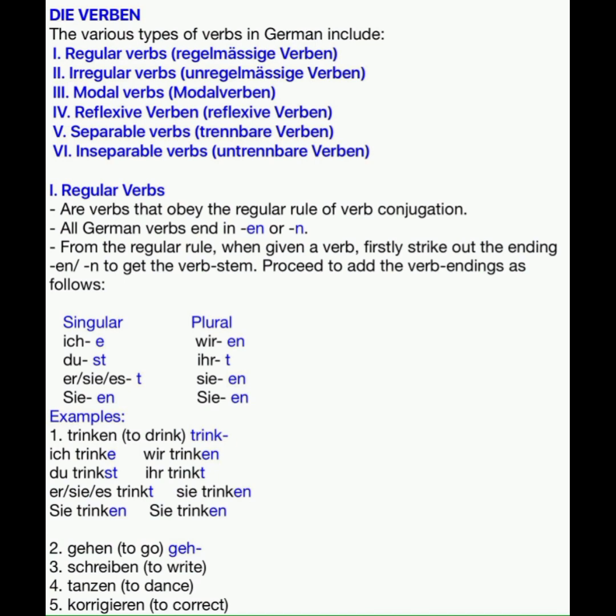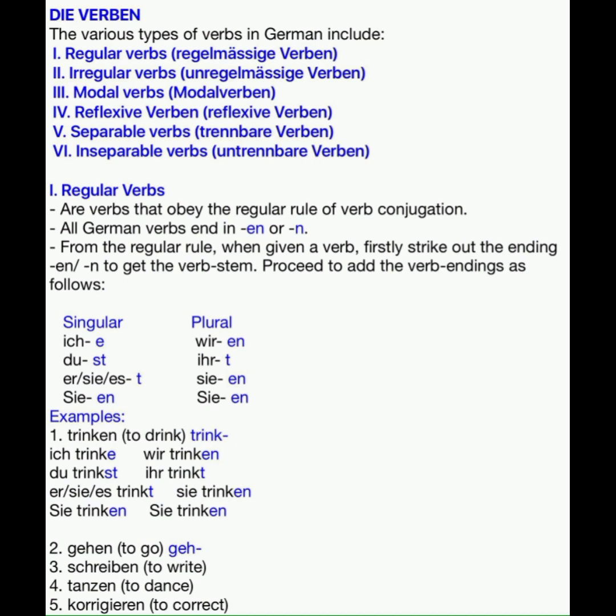And then I have du. Du trinkst with the st at the end. Ich trinke, I'm drinking. Du trinkst, you are drinking or you drink. Then you have er, sie, es trinkt, which means he, she, it is drinking or drinks. Sie trinken, wir trinken, ihr trinkt, and then sie trinken.